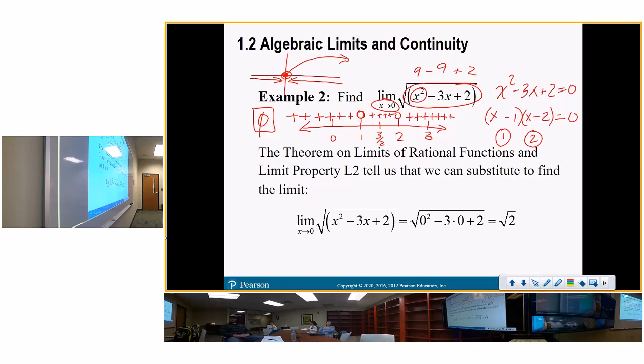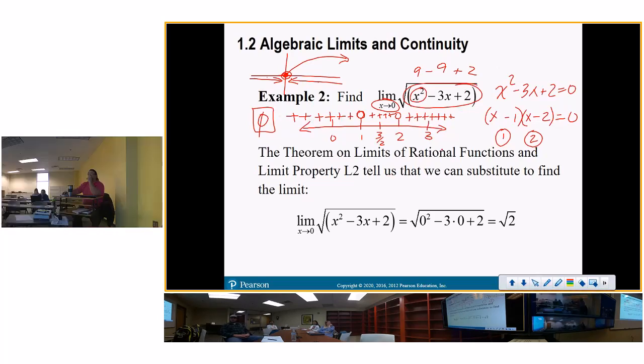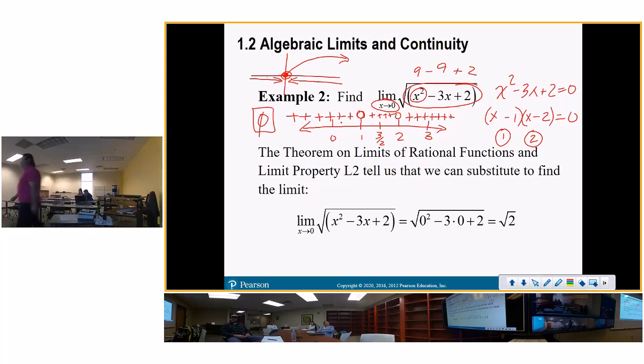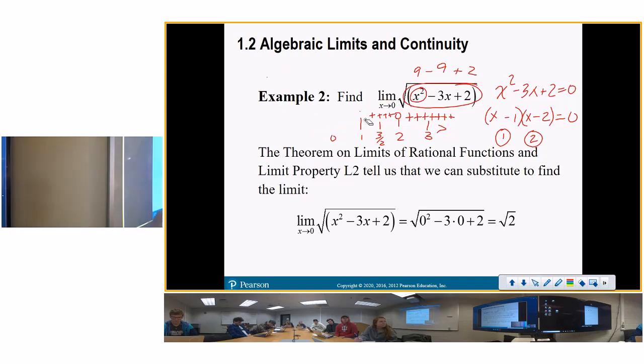I'm sorry, I messed up. It's 2. I'm sorry, I messed up, because it has a vertical shift of 2. My bad. I didn't even see the 2. Hold on. Let me fix it. I didn't do completing the square. I should have done completing the square. That would have given me my vertical shift.